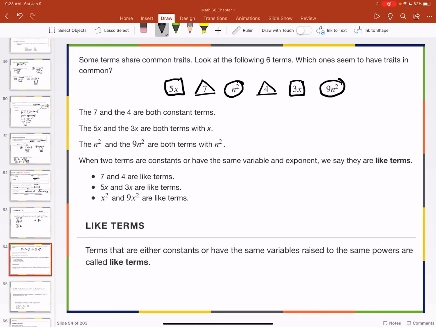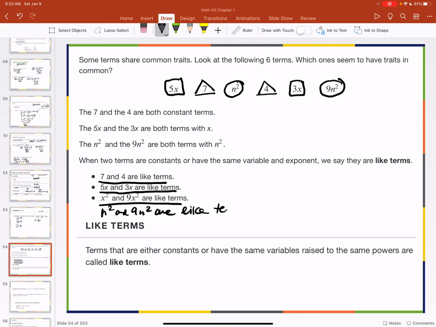Okay, so we would say that that's where the saying "like terms" comes in, because there are terms that have the same variable. Okay, it's really important that you understand that because we're going to be using them a lot. So 7 and 4 are like terms, 3x and 5x are like terms, x squared and 9x squared, n squared and 9n squared are like terms.